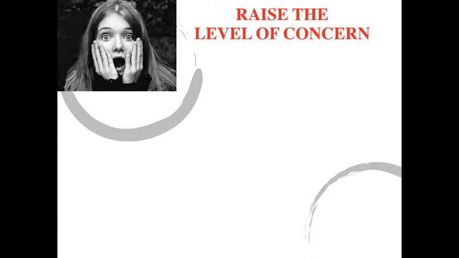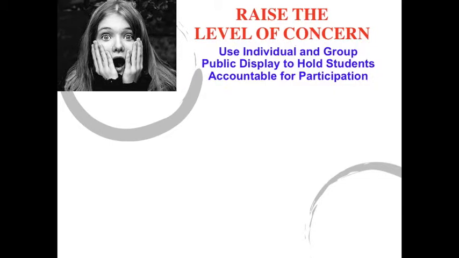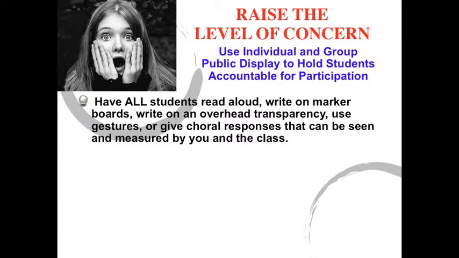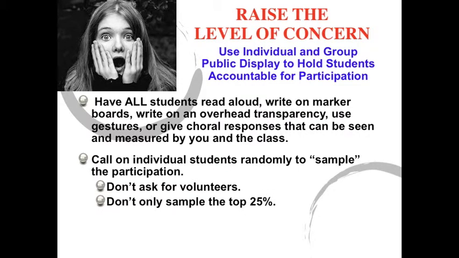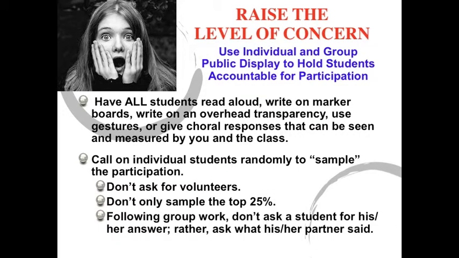One thing that quickly increases a level of concern is individual or group public display. For group public display, have all students read aloud, write on a marker board, write on an overhead transparency, use gestures, or give choral responses that can be seen and measured by you in the class. For individual public display, call on individual students randomly to sample their participation. Just remember, don't ask for volunteers. Don't only sample the top 25%. And following group work, don't ask a student for his or her answer. Rather, ask what his or her partner said.